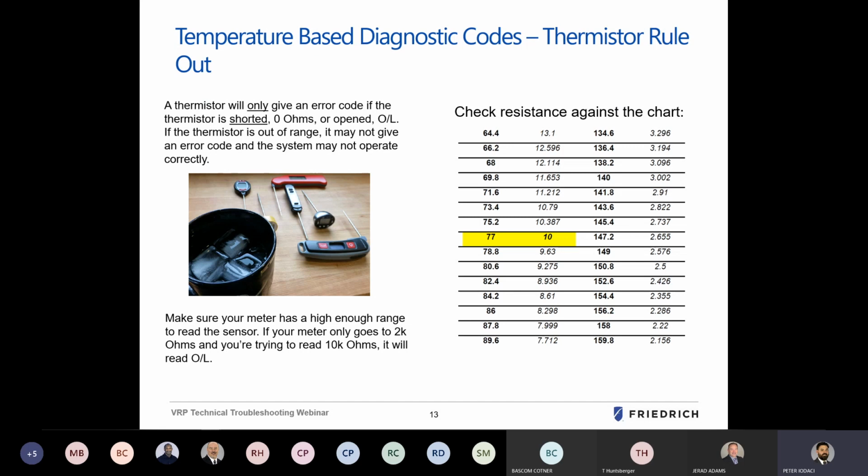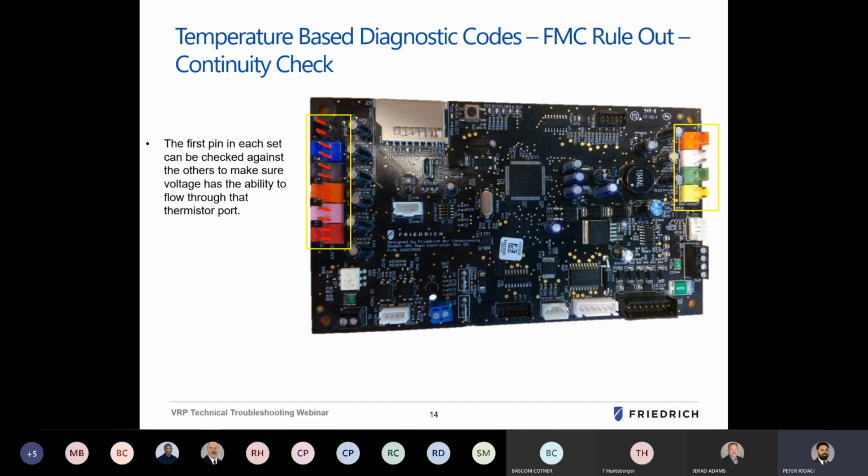One important thing to note is that the VRP will only give you an error code if that sensor is shorted, so you're getting shorted, 0 ohms, or open. If the sensor is out of range, it's not going to give you an error code. For example, if the indoor ambient sensor is picking up negative 282 degrees Fahrenheit, it's not going to give you an error code saying that sensor is open, although it may give you a different error code responding to the condition where that sensor is.